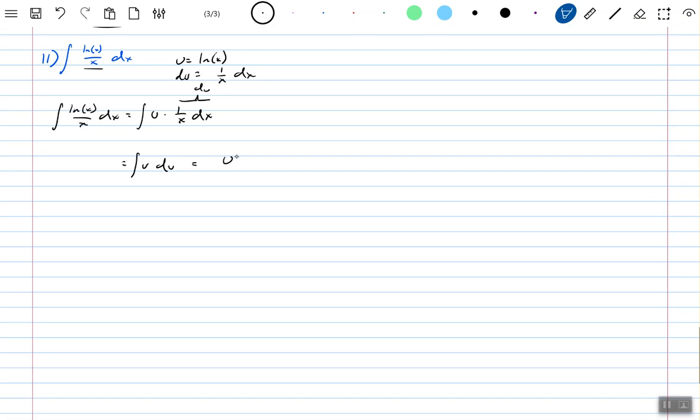So that's equal to u to the 1 plus 1 divided by 1 plus 1, plus c, our integrating constant. That's equal to u squared over 2 plus c.